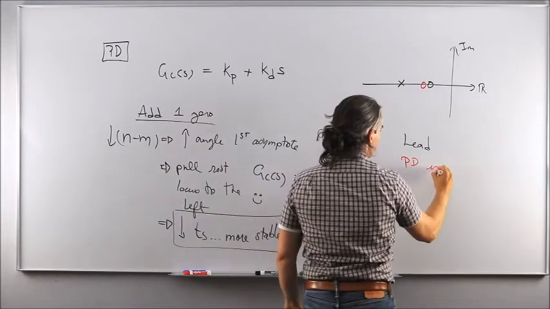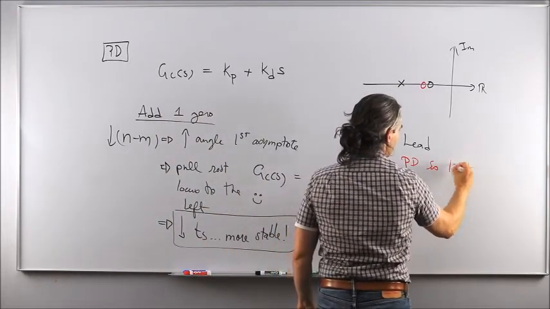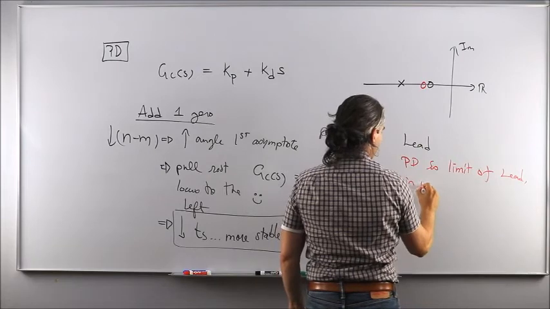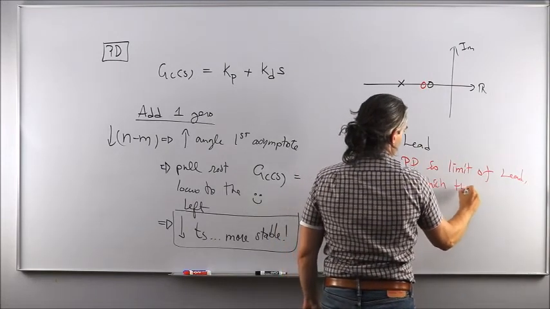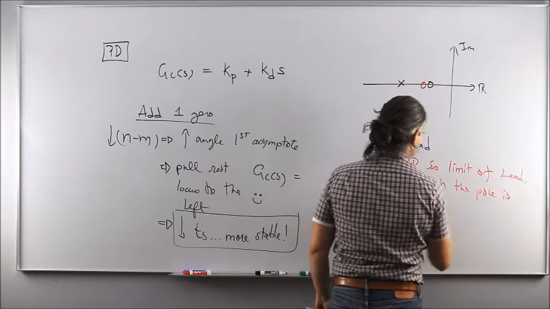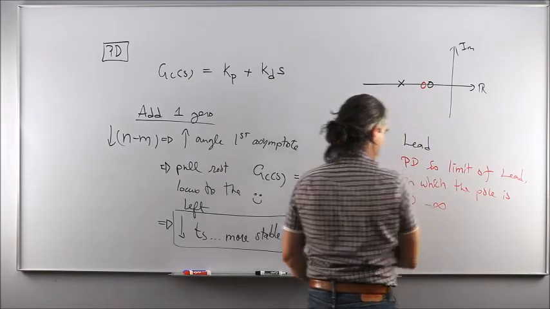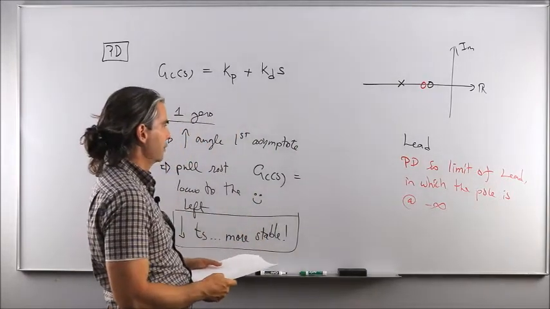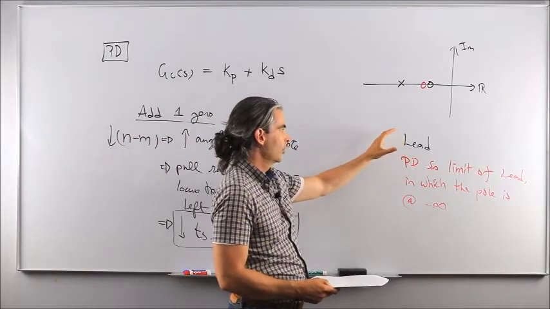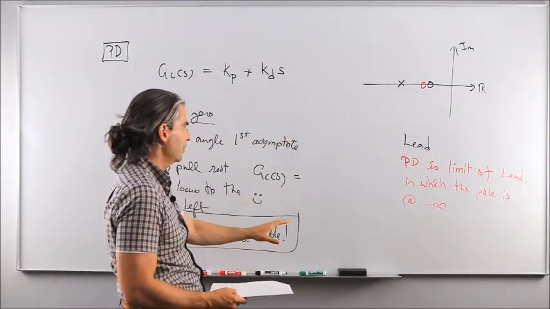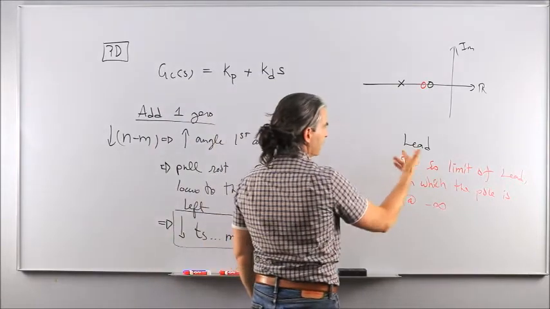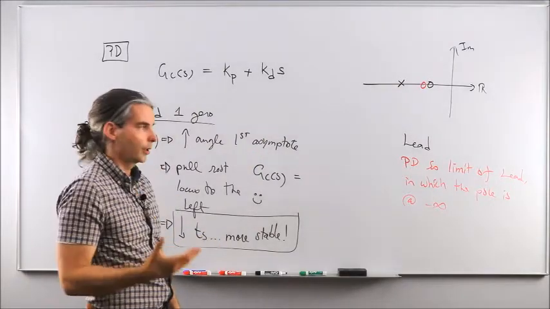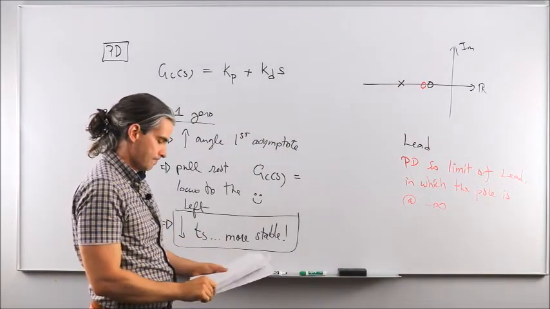So PD is a limit case of lead in which the pole is at minus infinity. So this is the kind of relationship we have between a PD and a lead. They're both used for the same purpose, to make things more stable, and a PD is actually a lead for which the pole was decided to be set at minus infinity. Think of it this way, okay? Good.